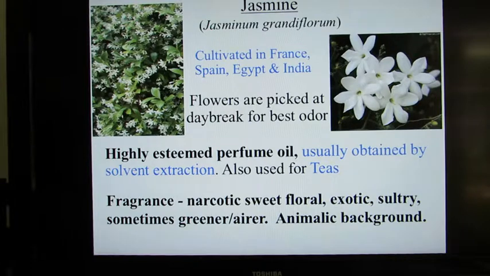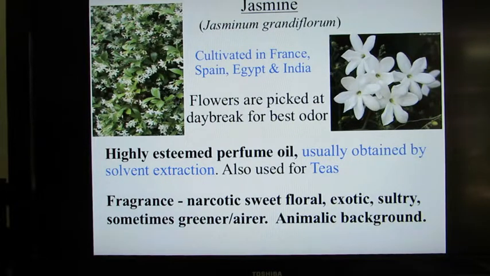In France, it's said that one production unit controls all the growth in France. I believe it might be Chanel, to maintain their quality. When it's grown in different regions under different conditions, you can get different aromas even from a specific plant species. They're picked early before daybreak to get the best odor.